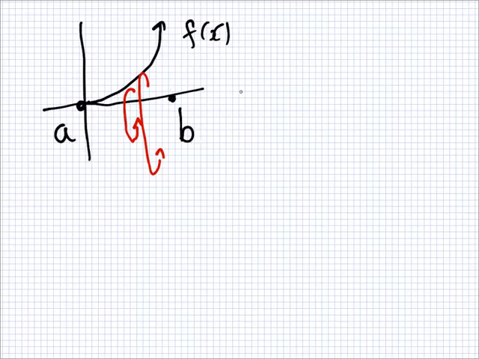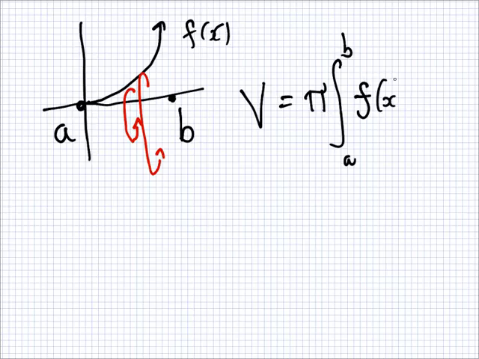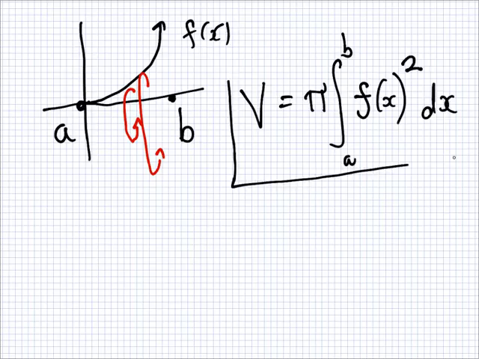If you want to calculate the volume, it's like area, except for 2 differences. You multiply your answer by pi, and you don't integrate f(x), instead you integrate f(x) squared. Yeah. This is how you can calculate volume.